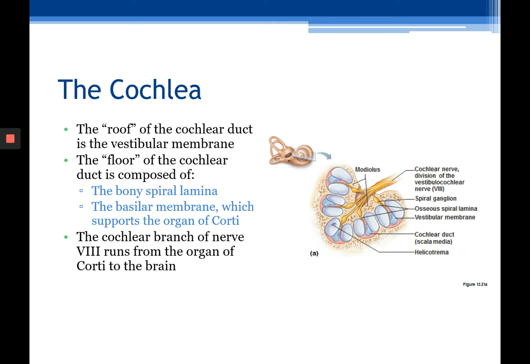It's the cochlea, sometimes called the snail shell, that's concerned with hearing. It has a cochlear duct, and that's going to be bounded by a vestibular membrane on its roof, and then on its floor it's going to have a basilar membrane which supports the organ of Corti. And the cochlear branch of nerve 8 runs from the organ of Corti to the brain.